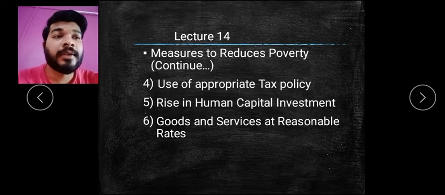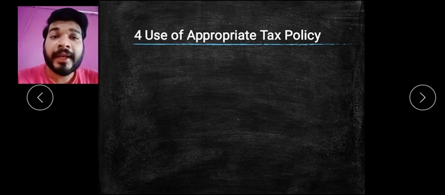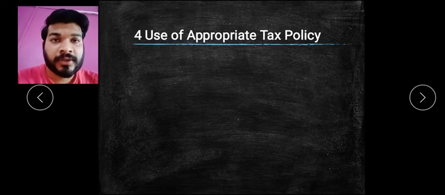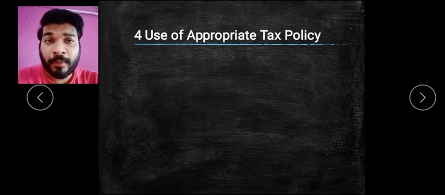So let's start with the first one: use of appropriate tax policy. What does tax policy mean? Whenever tax policy comes up, you know the tax slab table given by the government, and on the basis of income the tax is charged. But what should be the exact tax policy applied by the government to reduce poverty?